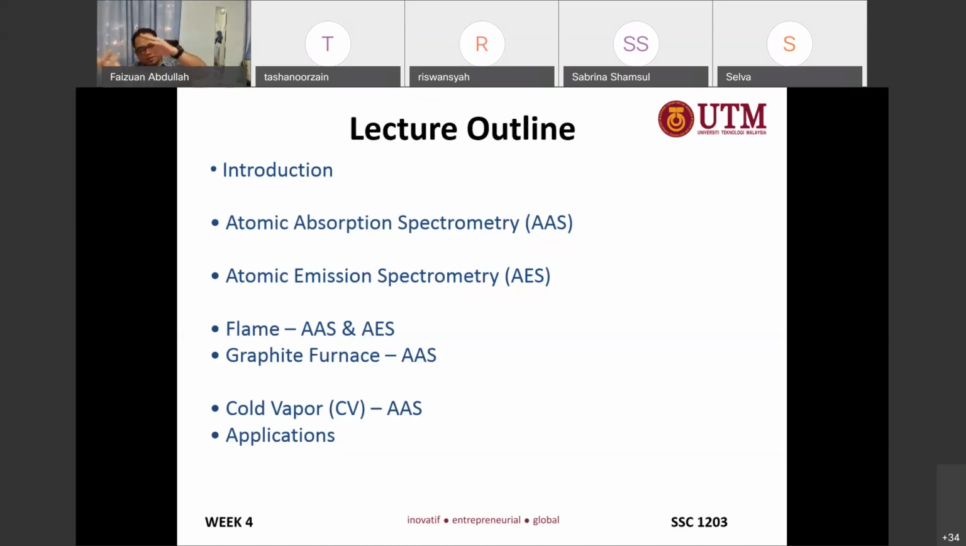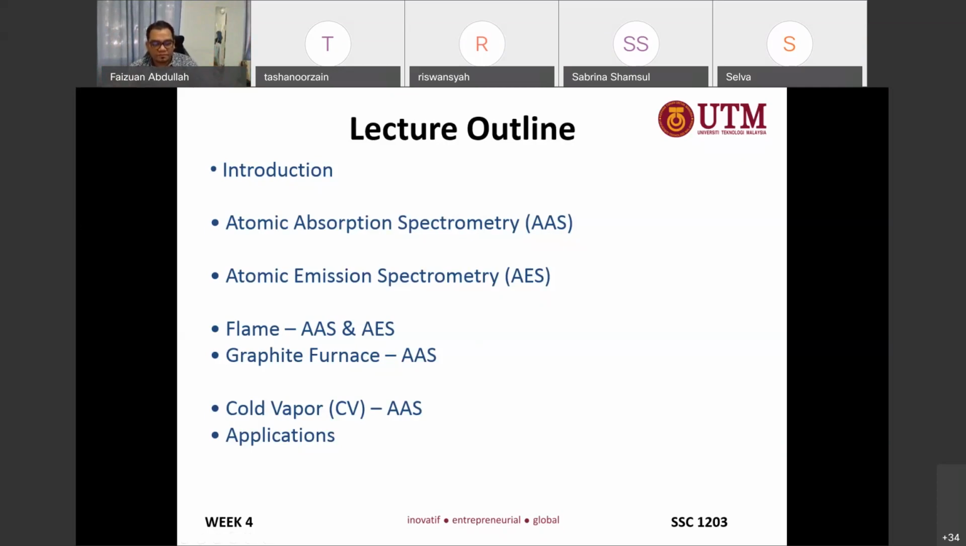Okay, because some energy is lost, it being absorbed by the analyte. So in AES, we don't have a source of energy, a source of light, because AES only measures the emission of energy from the element.